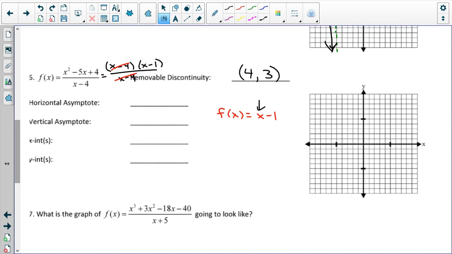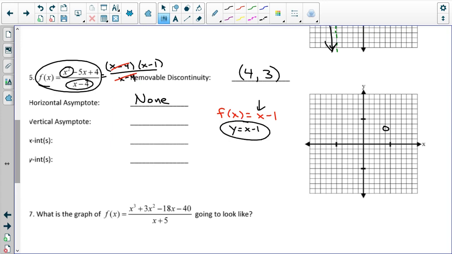So if I substituted 4 into this equation, I would have a hole at 4 comma 3. There is no horizontal asymptote. That is because as I look at this, the power in the numerator is greater than the power in the denominator. If I wanted to, I could call this an oblique asymptote at y equals x minus 1, but that is not anything we'll ever ask you in this course. But basically, this function is exactly this line except for the hole. So there is no vertical asymptote.